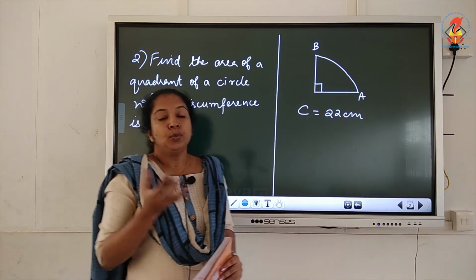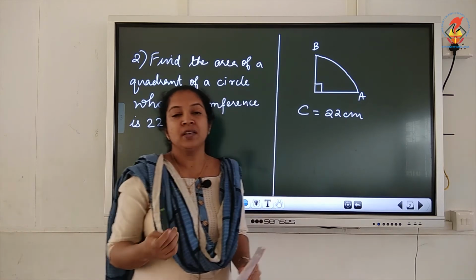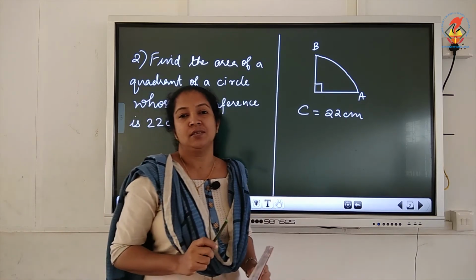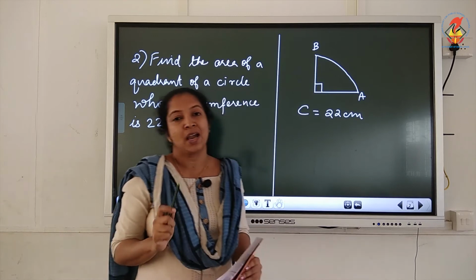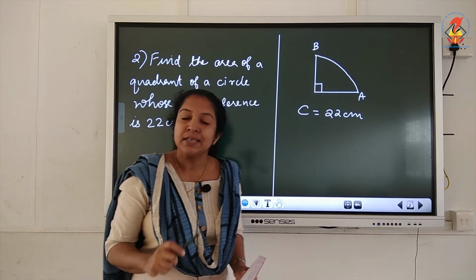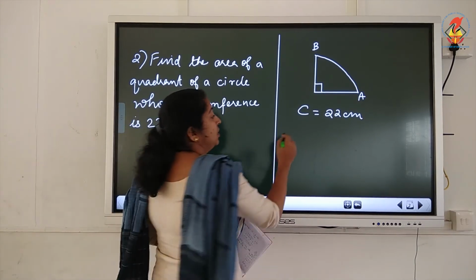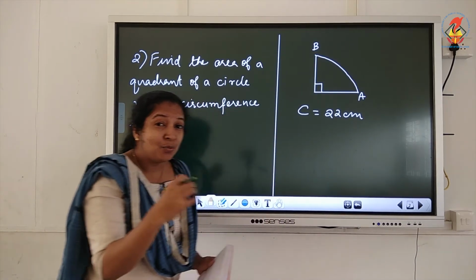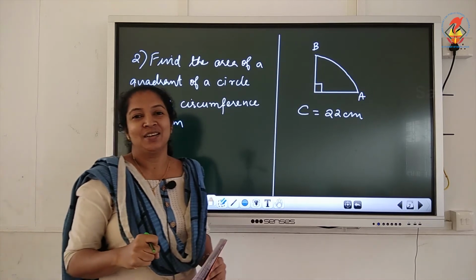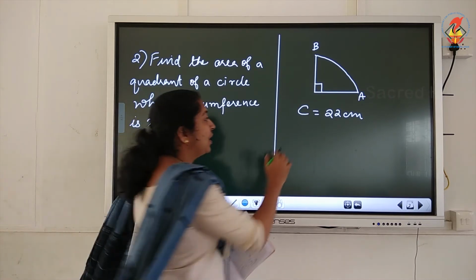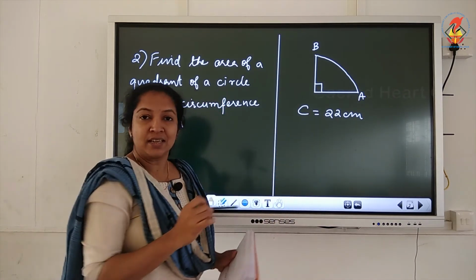You can do this in two ways. First way is 1/4 of the area of the circle. That means 1/4 of pi r square. Or you can use theta by 360 into pi r square. So here for that we need radius first. But radius is not given here. We have to find the radius from the circumference.